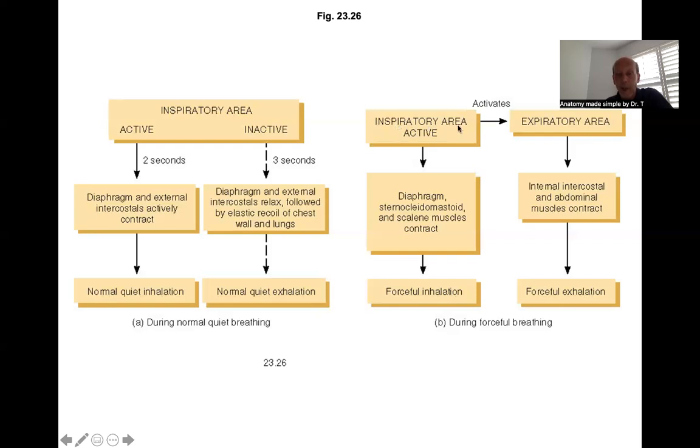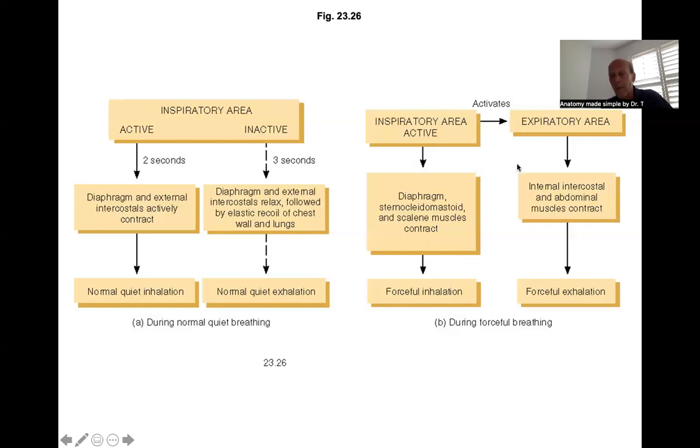So with the inspiratory area being activated or stimulated, again, the diaphragm, sternocleidomastoid, scalene muscles, and external intercostals all contract together, resulting in a more forceful inhalation, which shortens the length of a cycle. The apneustic area is activated, as well as the pneumotaxic area. Keep in mind, the pneumotaxic area brings the end to forceful inhalation in order to prevent overinflating of the lungs.